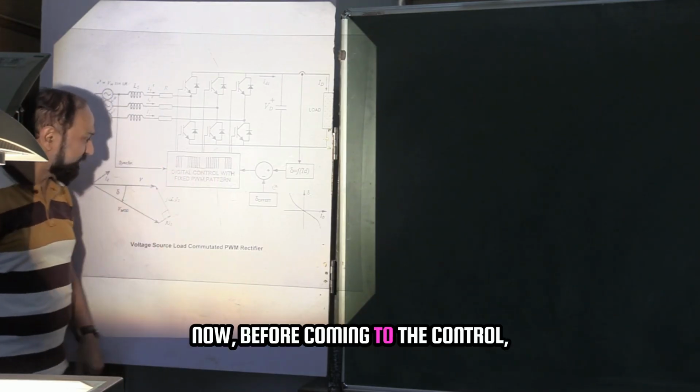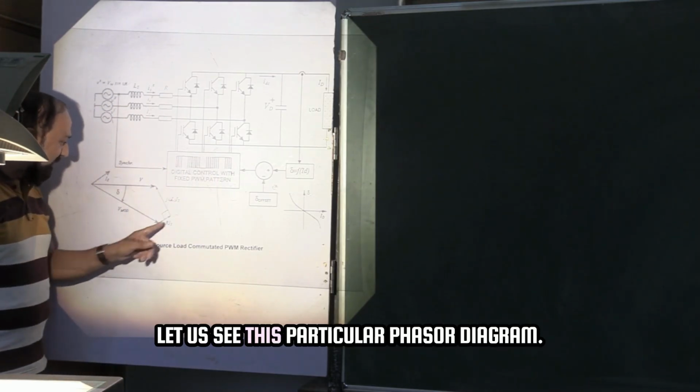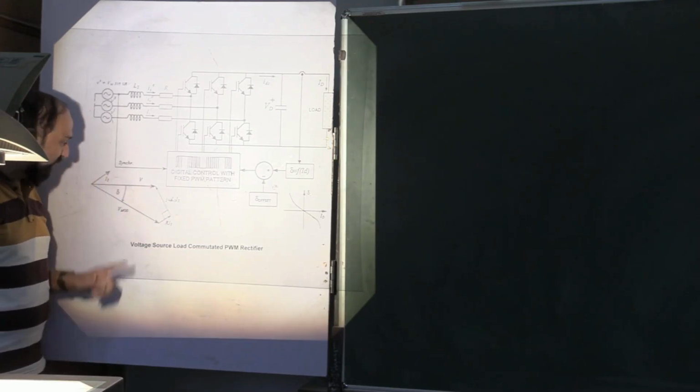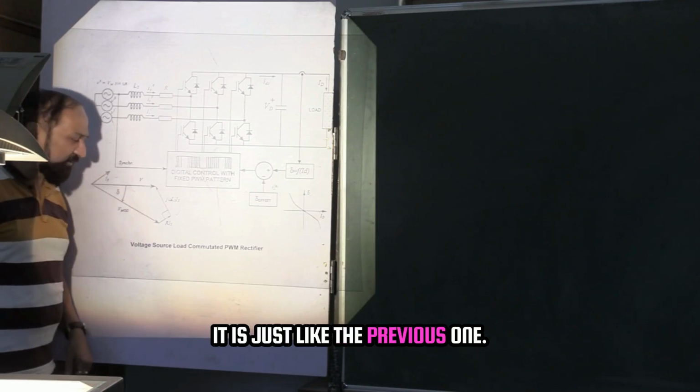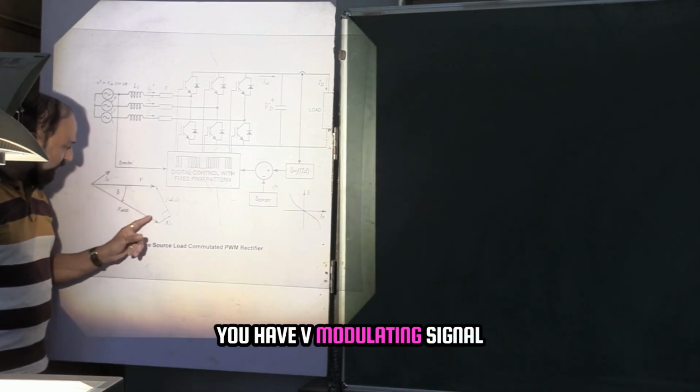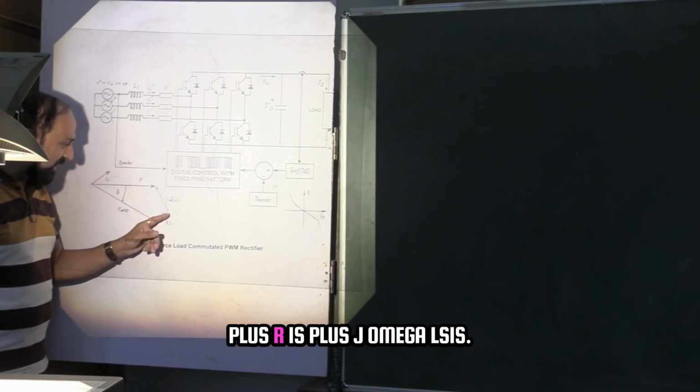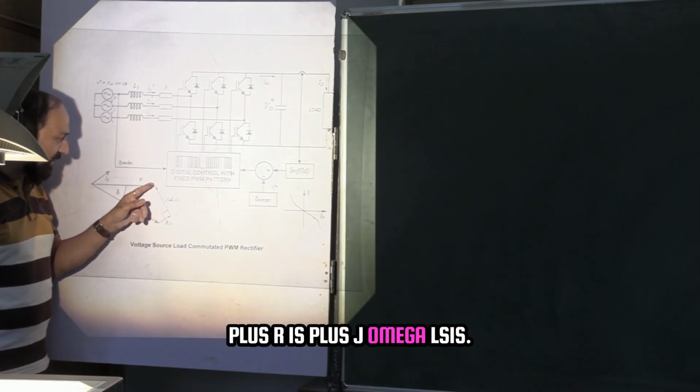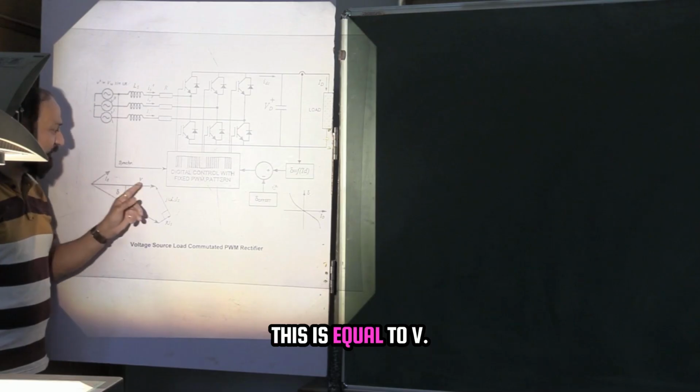Now before coming to the control, let us see this particular phasor diagram. It is just like the previous one. You have V modulating signal plus R I_S plus j omega L_S I_S. This is equal to V.